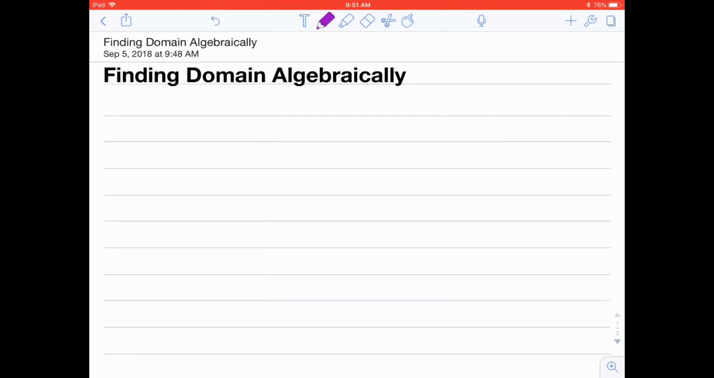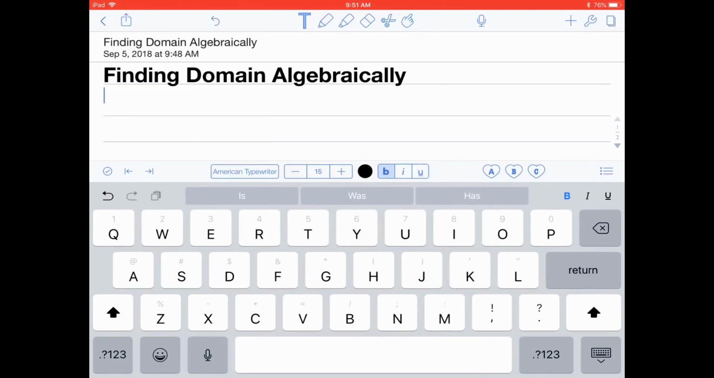Alright, so this video is going to be on how to find domain algebraically, so meaning completely by hand, you're not using a calculator at all. So first we're going to write out definitions for domain and range, and I'm going to type them because that's easier with a stylus, but you are welcome to handwrite them obviously, and go ahead and just pause the video so that you can have time to write them down.